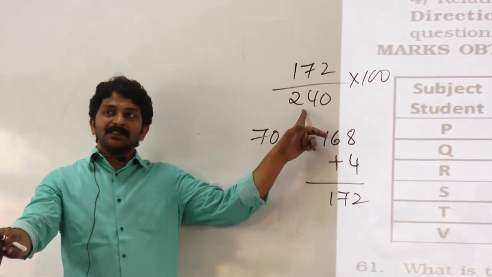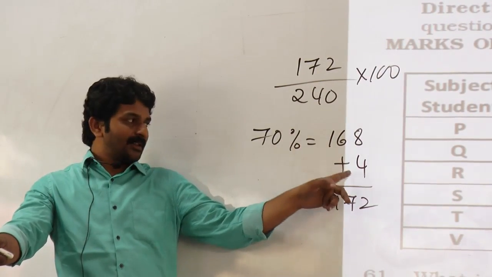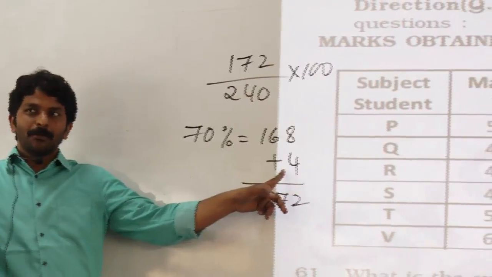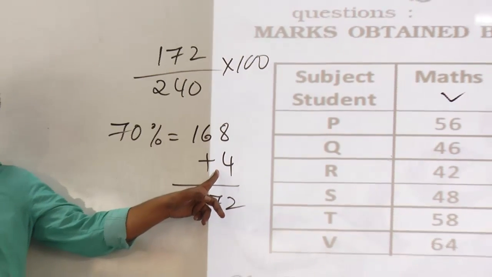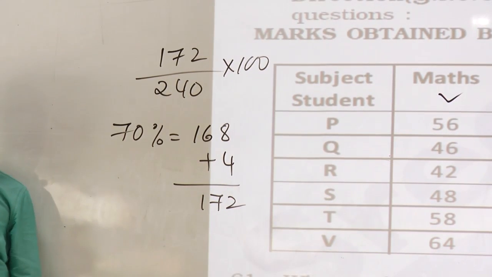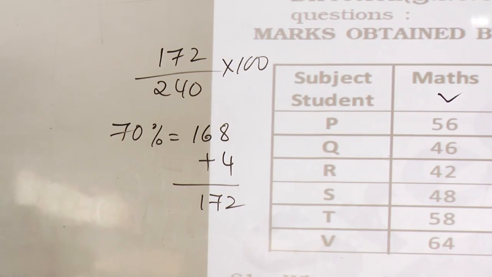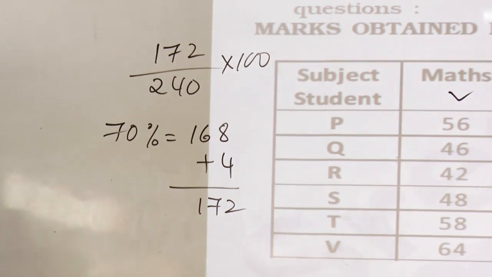How much is 2%? This is very close to 4.8, right? Yes or no? So the answer is very close to 72. 71 2 by 3. Not satisfied? Yes or no? Yes. No.